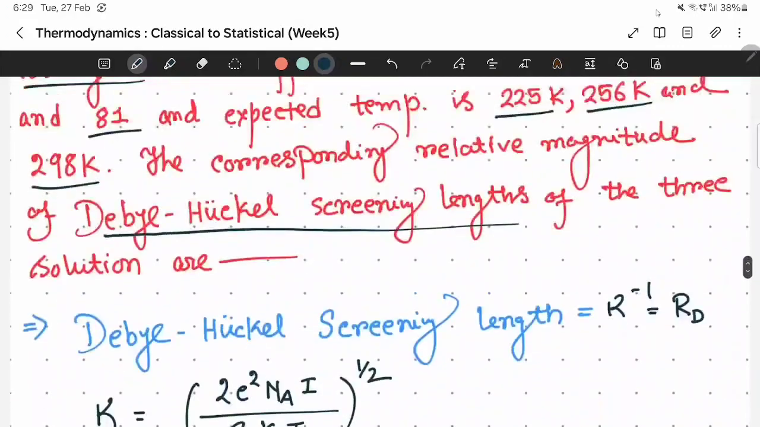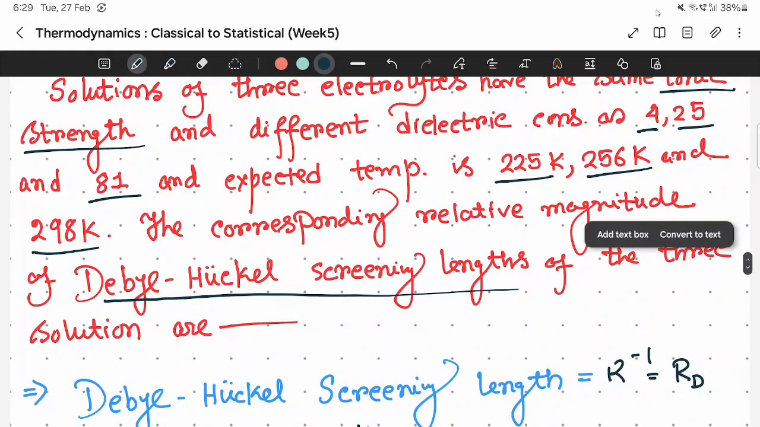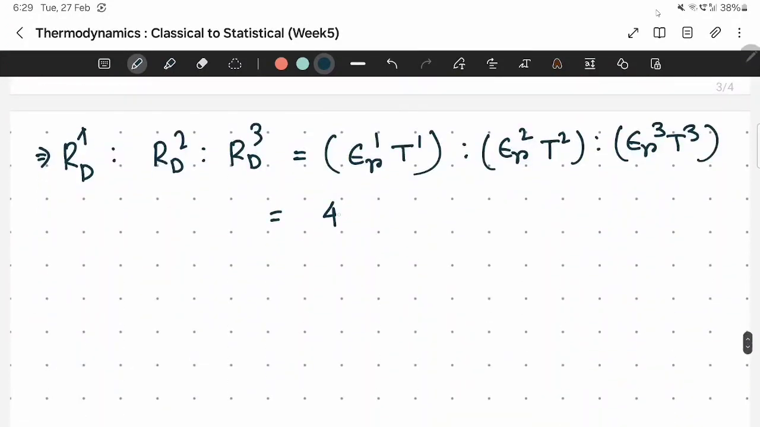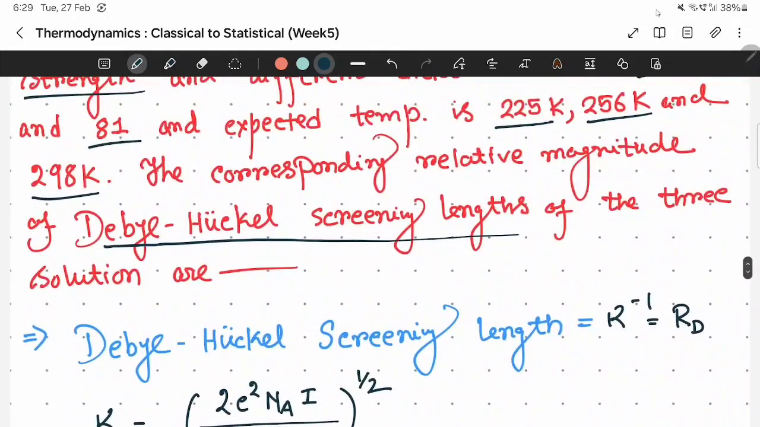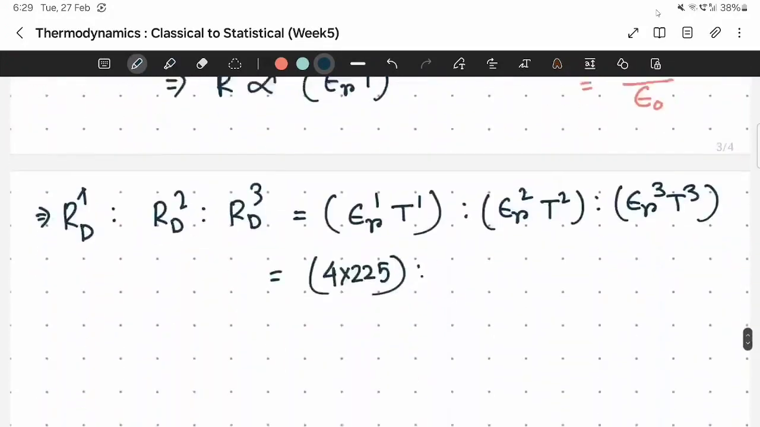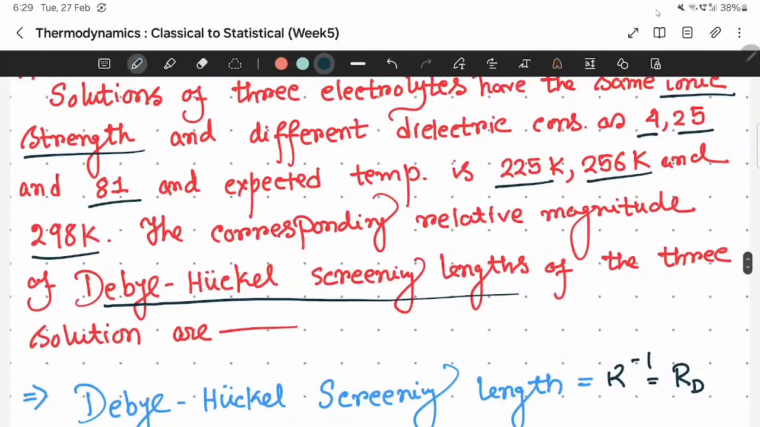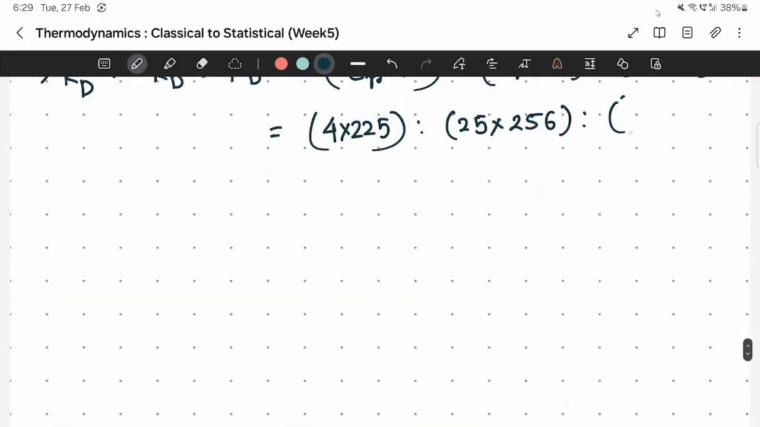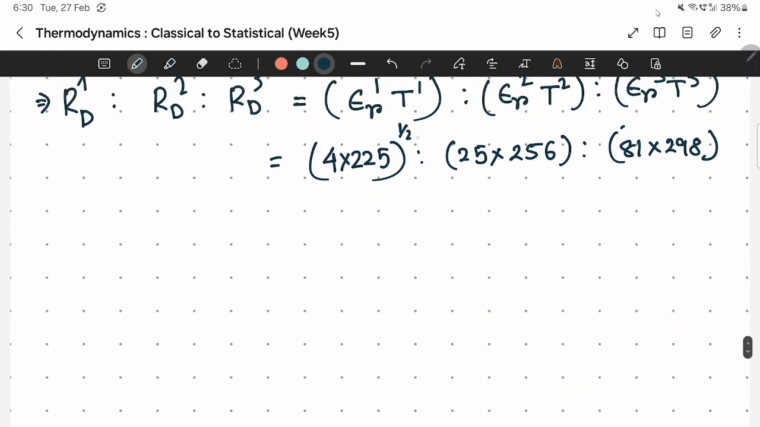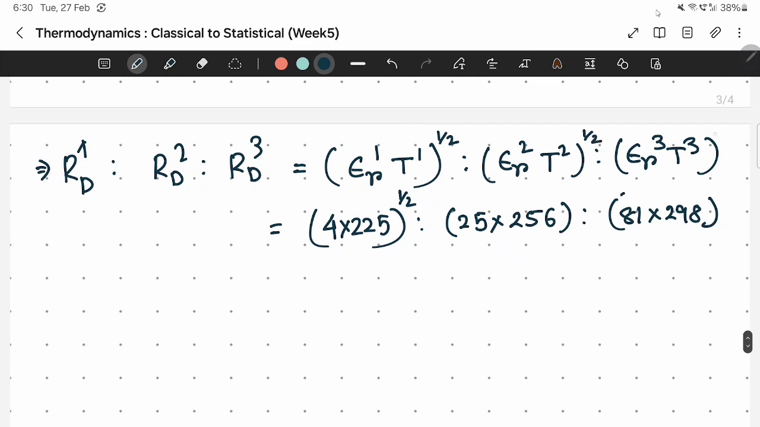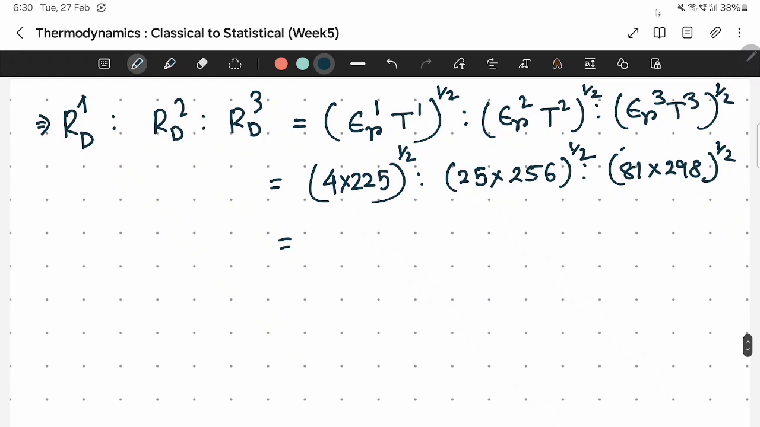Epsilon R1, what is epsilon R1? 4, and T1 is 25. So this is 4 into 25 : epsilon R2 is 25 and T2 is 256, so this is 25 into 256. For the third one, it is 81 and 298, so 81 into 298 to the power half. Okay, so now we have to just find it out.